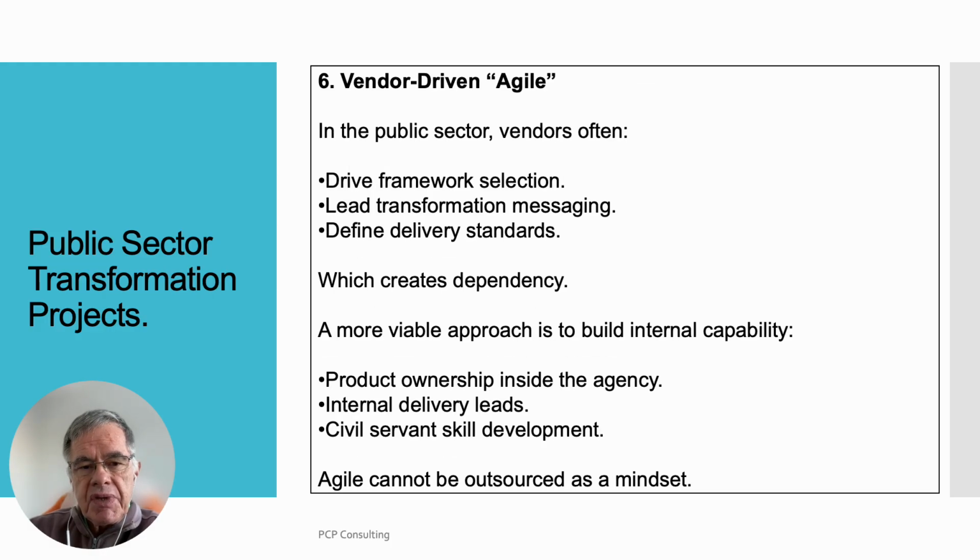Vendor-driven Agile. In the public sector, vendors often drive framework selection, lead transformation messaging, and define delivery standards, which creates dependency. A more viable approach is to build internal capability: product ownership inside the agency, internal delivery leads, and civil service skill development. Agile cannot be outsourced as a mindset.